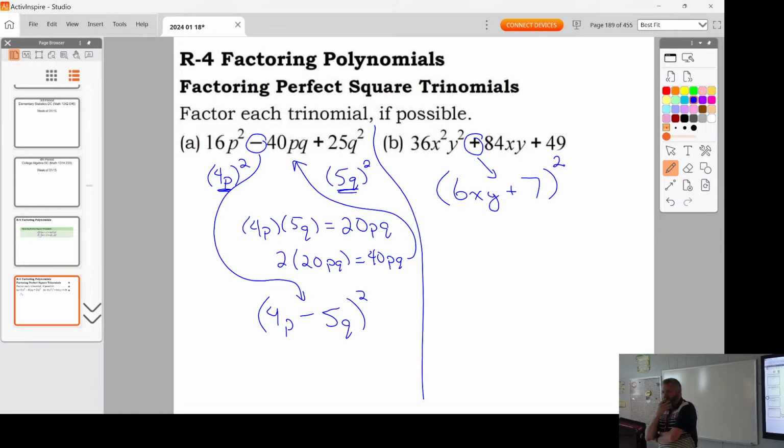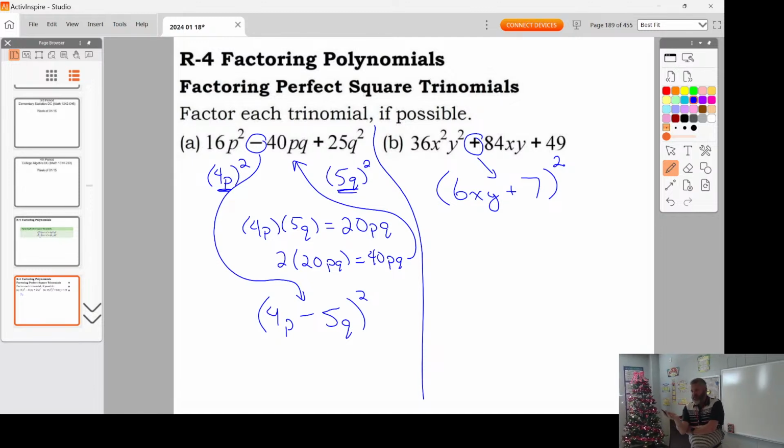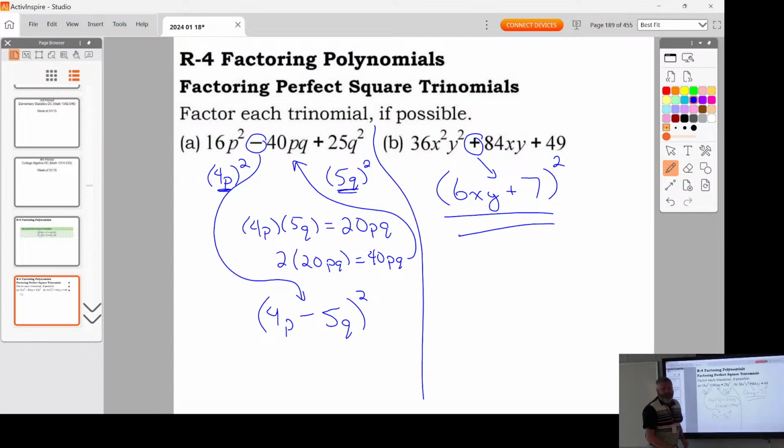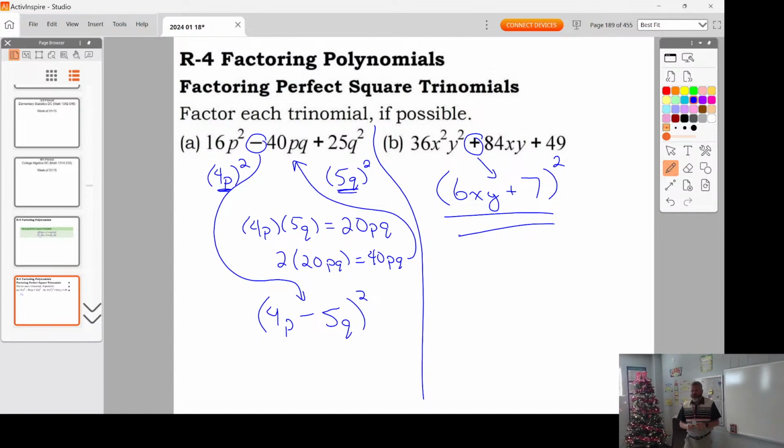Now, is this true? Is it right? Well, I know that 6xy times 6xy does give me 36x squared y squared. And I know that 7 times 7 gives me 49. But does 6xy times 7 times 2 give me the 84? Does it give me the 84? Yes. So this is factored completely. Okay. Any questions on that?